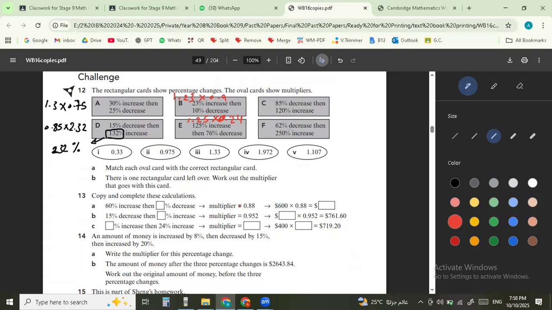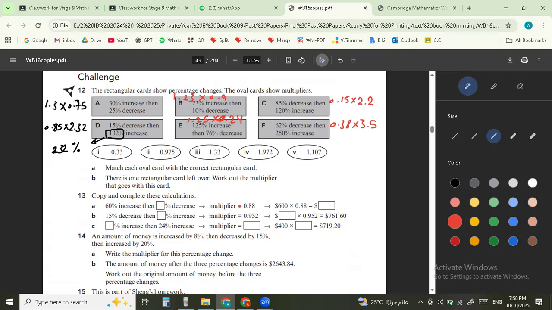Here is 0.15 times, because 85% decrease. 120% increase is going to be 2.2. Why? I add 120 to 100, it is 220. Divided by 100 is 2.2. 62% decrease, so it is going to become 0.38, times 250% increase added to 100, 350%. 350 divided by 100 is 3.5. You multiply this, and it's going to give you the value of one of them.